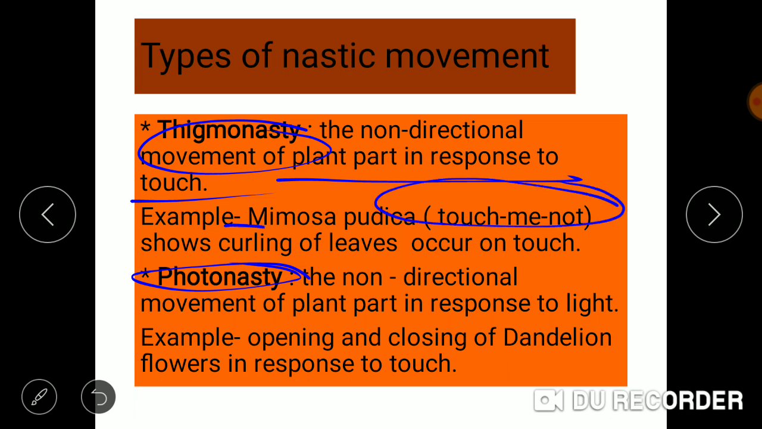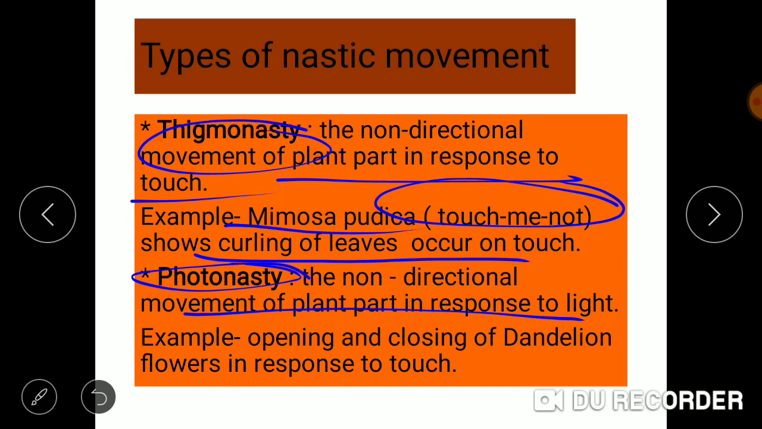The biological name is Mimosa pudica, which shows curling of leaves when it comes in contact with touch of any object or organism. So the touch me not plant shows curling of leaves. Now the next type of nastic movement is photonasty. Photonasty is a non-directional movement of plant part in response to light.